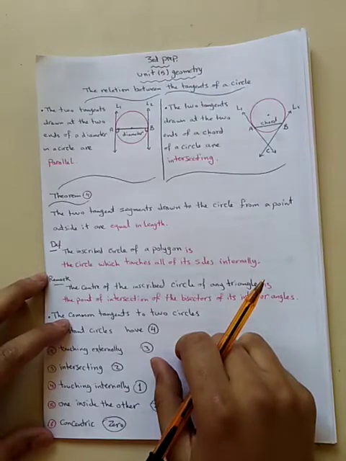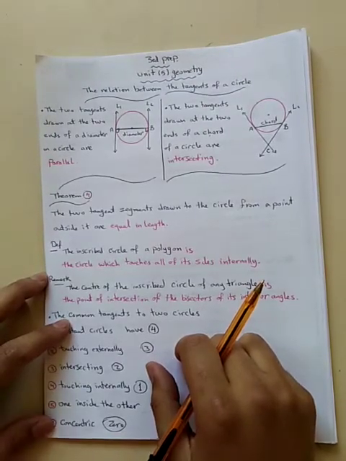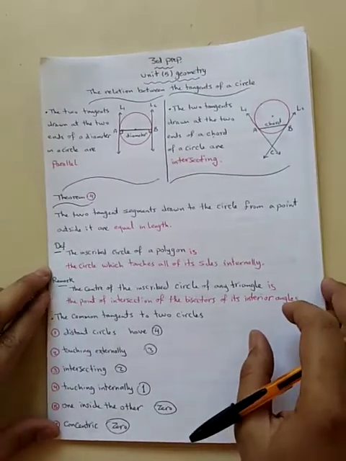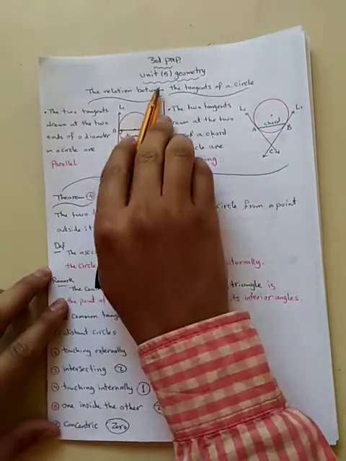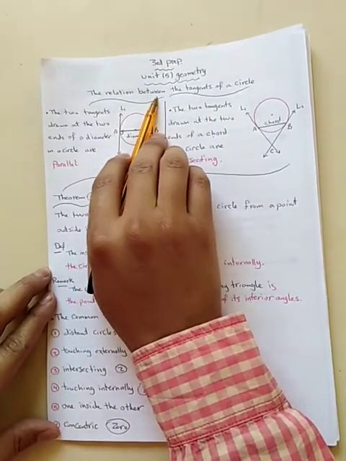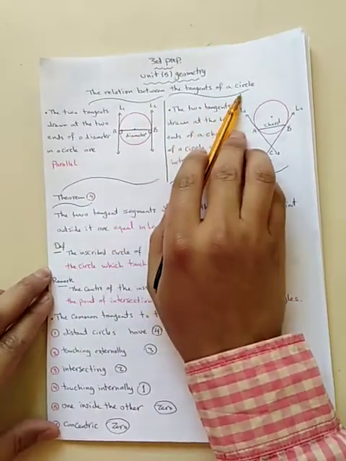Welcome, my dear students. In the third preparatory stage, we will study the geometry section, unit number 5. Our lesson is the relation between the tangents of a circle.